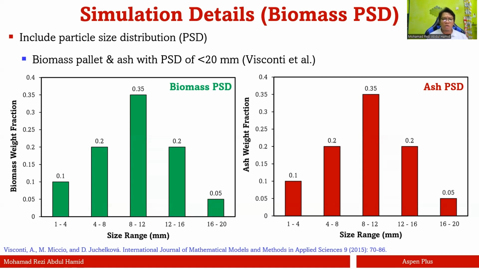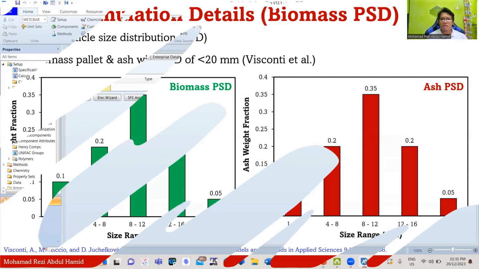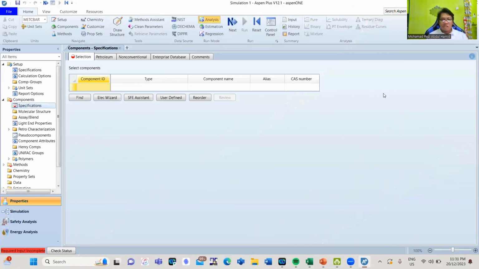Let's go to our simulation, Aspen Plus. Let me check. Yep. Okay, so let's go to our Aspen Plus simulator. All right, everyone, as you can see, this is my Aspen Plus property environment. The first thing that we need to do is define our components.